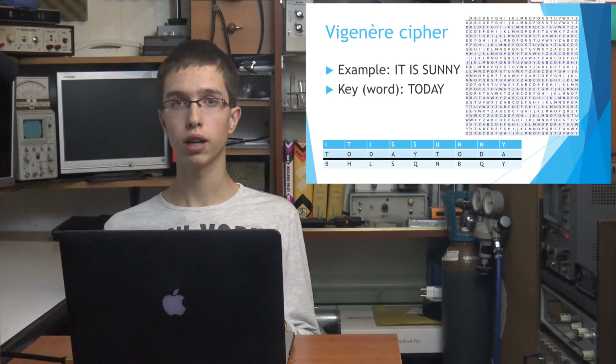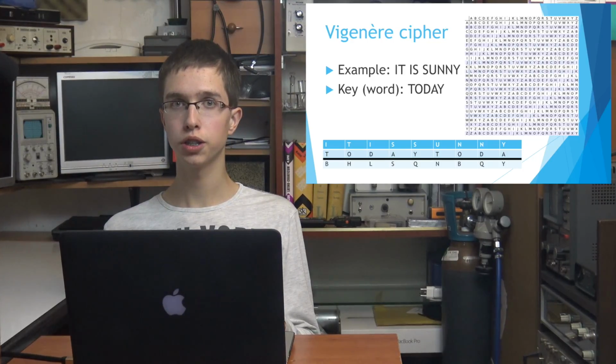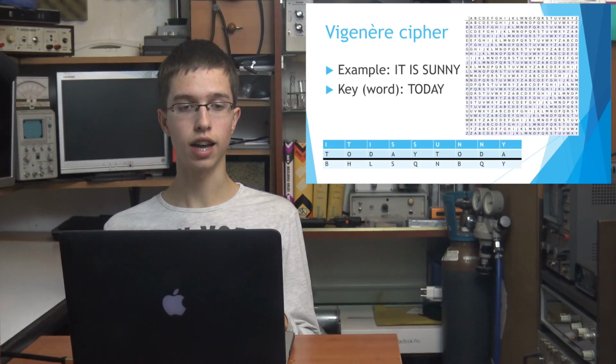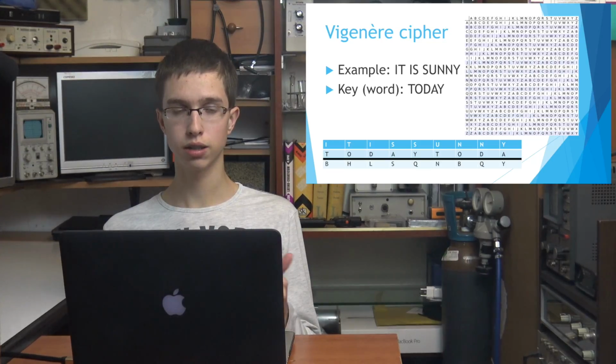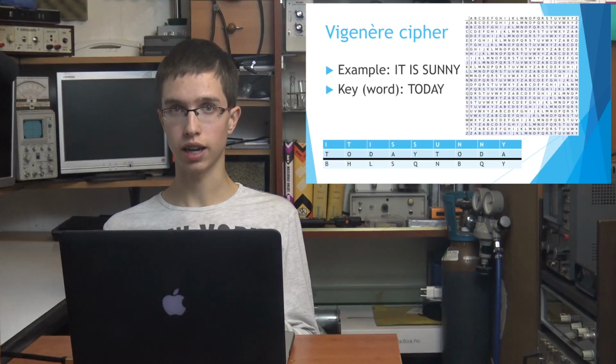Let's talk about polyalphabetic crypto systems. An example of a more complex crypto algorithm is the Vigenère crypto system. Here we have an example of a sentence as the message, it is sunny, and the word today as a key. For the encryption process using the Vigenère cipher, a table like this one is used. Let's combine letters in the next way to get the cipher.